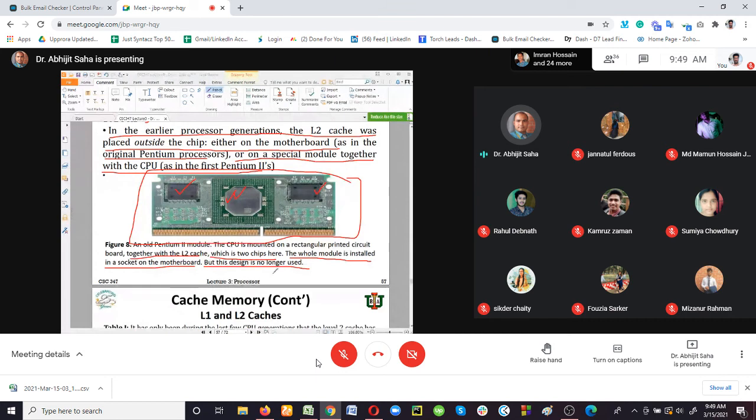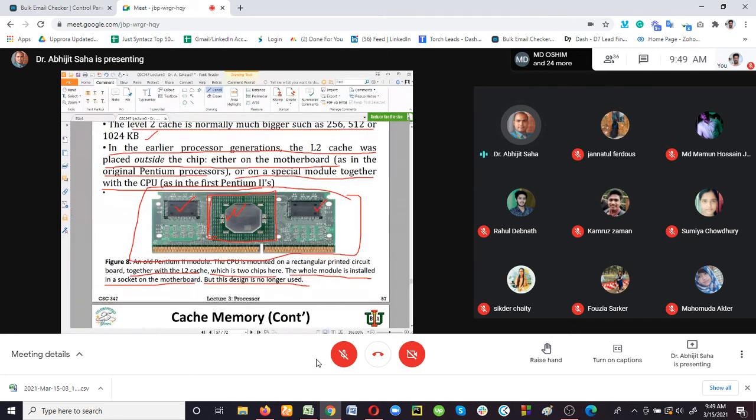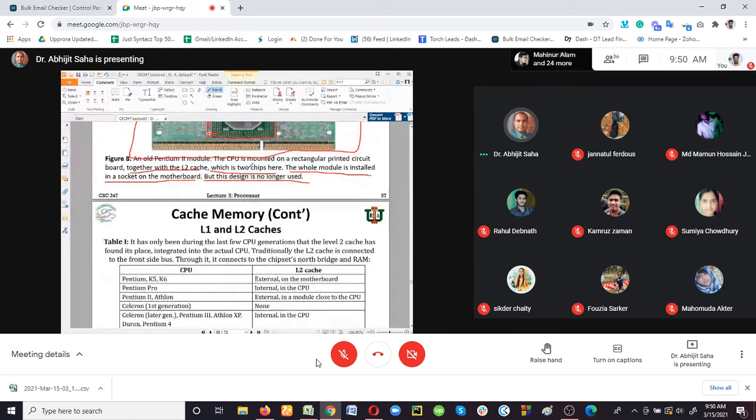So the fact here is that we are not using processors in this type of module anymore. Rather, we are using the processor as a square shape like that, and we are installing it into the CPU socket. So now the cache memory is basically inside of the processor.